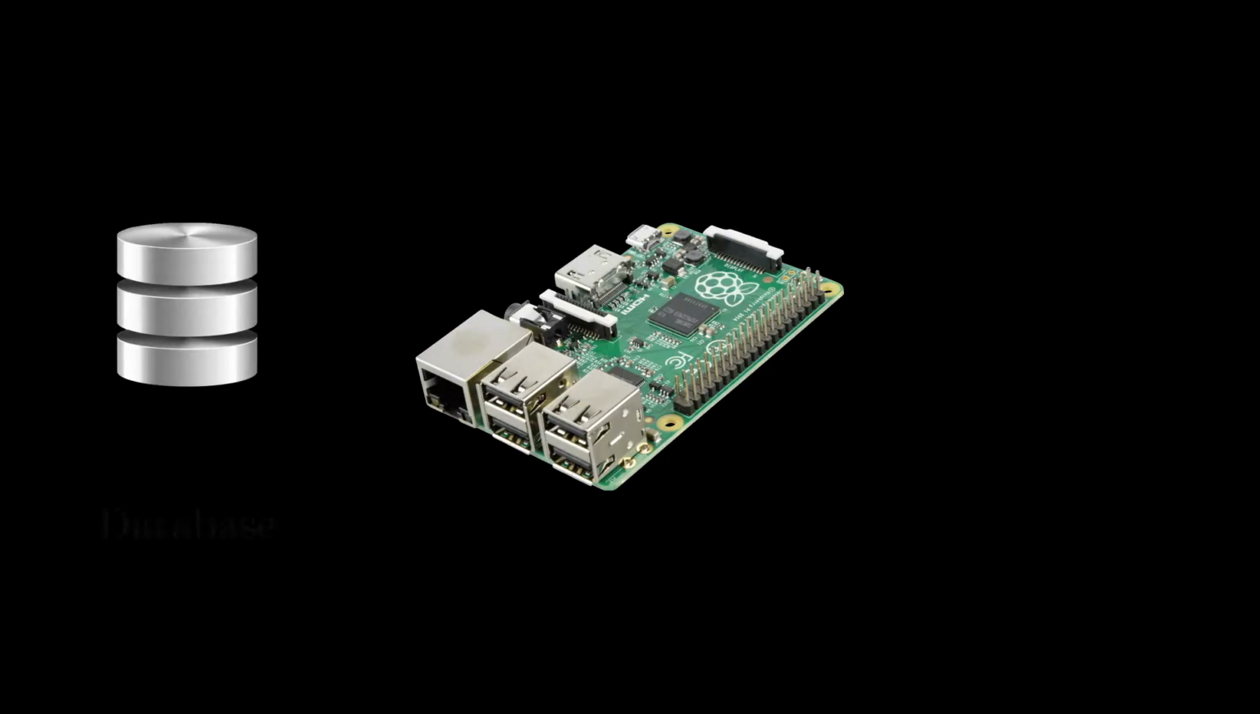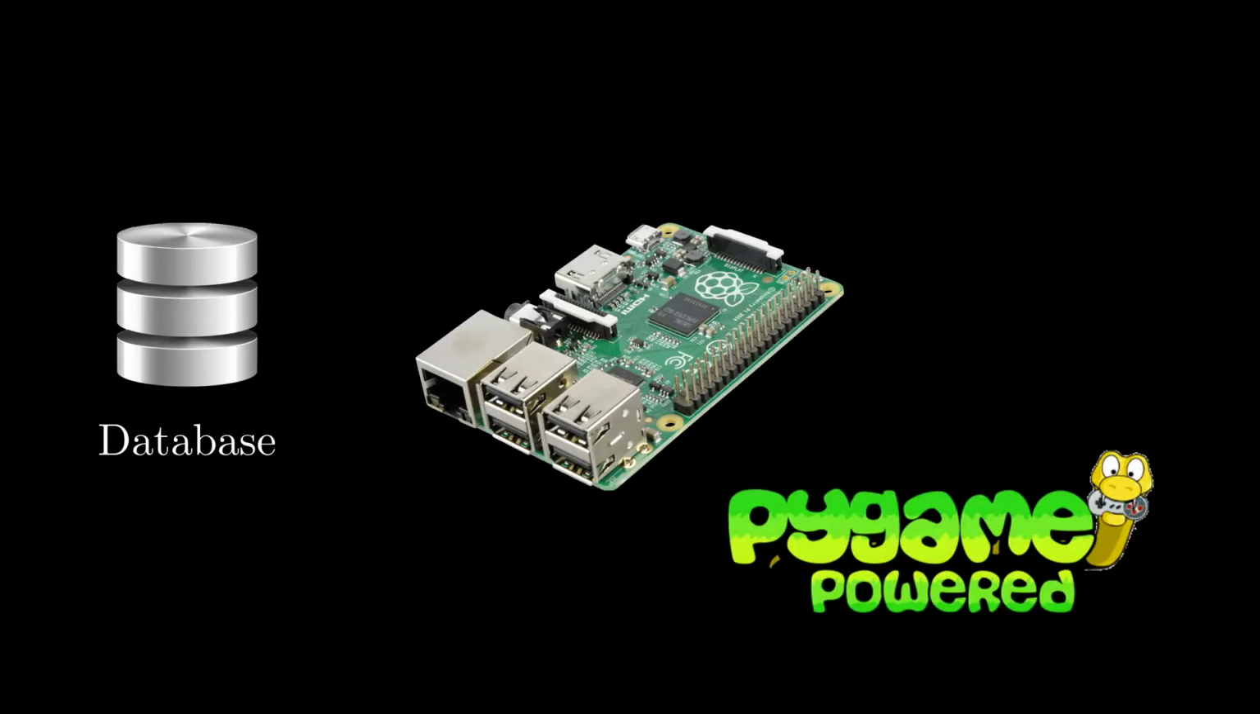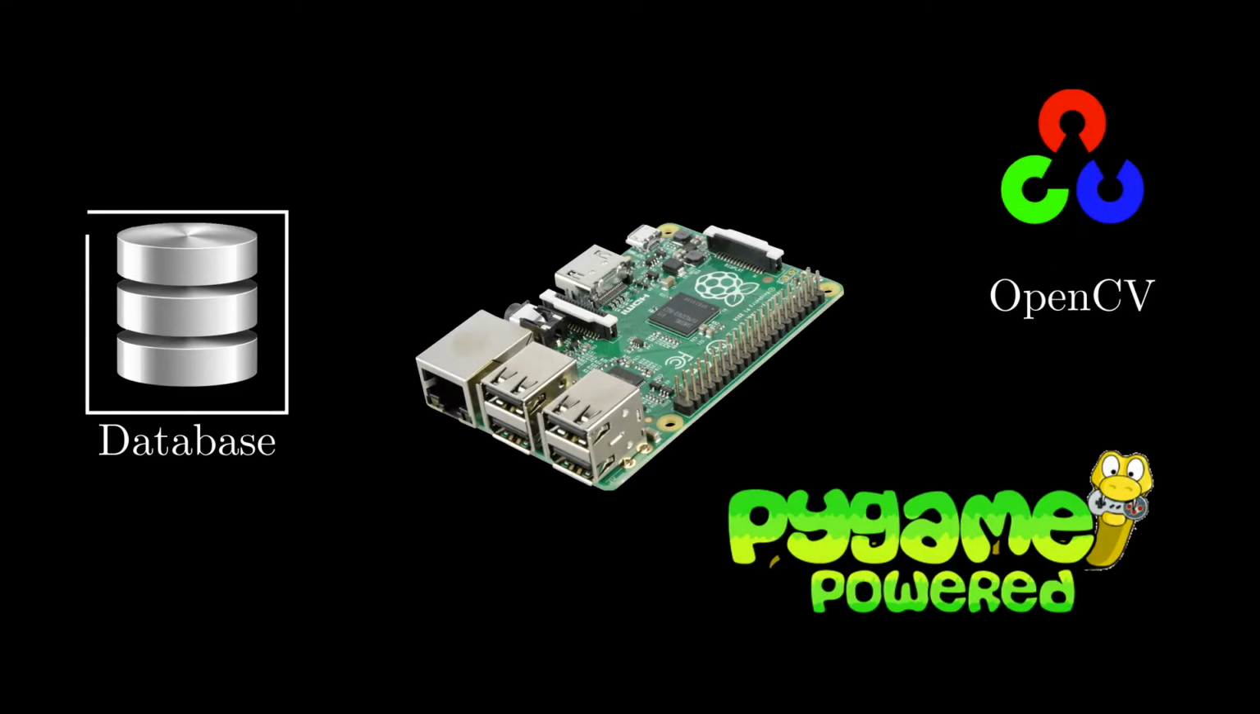With that over, let's go back to our 3 nodes that we established before: PiGame, the database, and OpenCV. Let's check out another one. So we'll check out the database. So how does the database work?